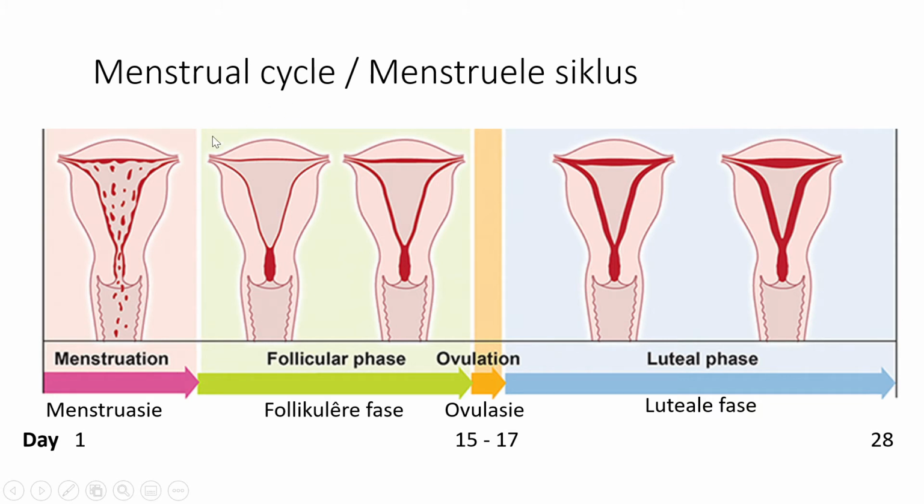Then the next phase is called the follicular phase. During this time, the endometrium lining becomes thicker. Here we can see there's blood left on the inside, but here it becomes thicker. The body is preparing itself for implantation in case fertilization has happened. Then in the middle of the month, smack bang in the middle, usually between days 15 and 17, we have ovulation. During ovulation the egg cell comes from the ovary through the fallopian tube and is released into the uterus.